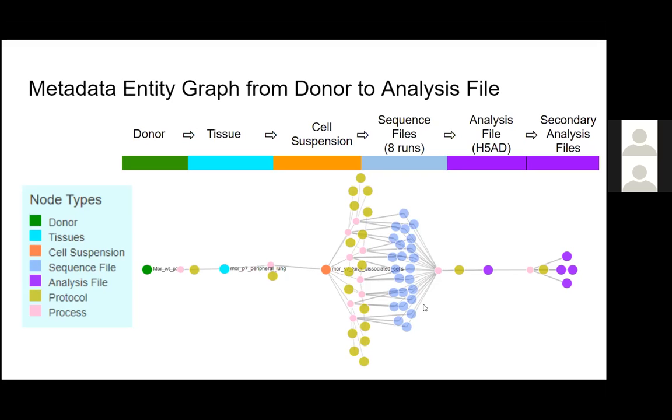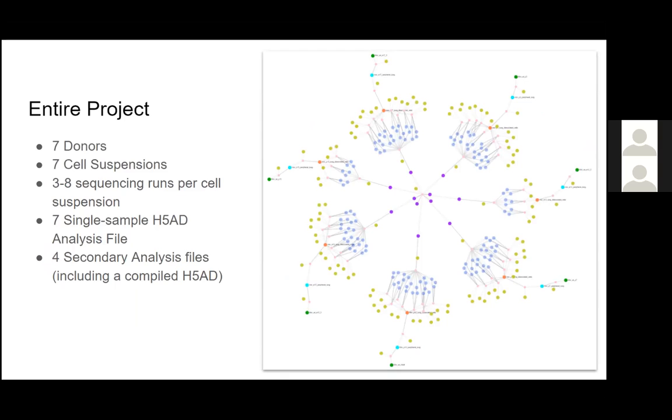When you take this and you look at a whole project view or a whole submission view, then it starts to look something like this, where you have each of these different donors out here on the edge of this wheel and spoke display. And then from each of these 7 donors, we're going into tissues, cell suspensions, different numbers of sequence runs that we're doing. So here we have 8 sequence runs that were done, giving 8 different sets of FASTQ files. But for this donor, we only did 3. And so you can do that, you can curate that.